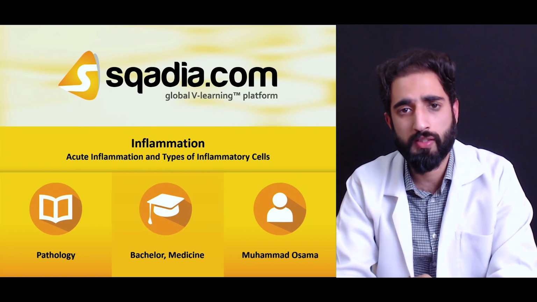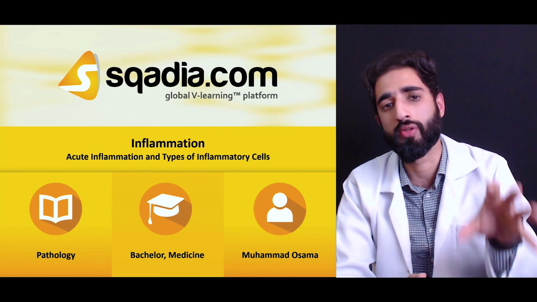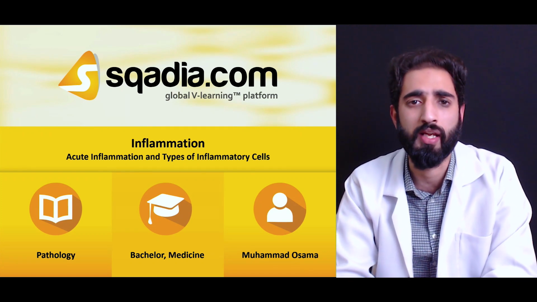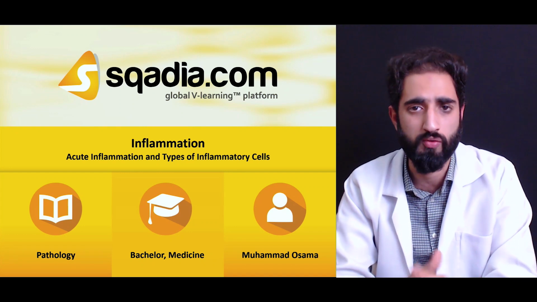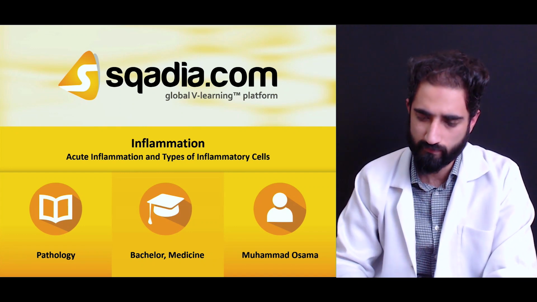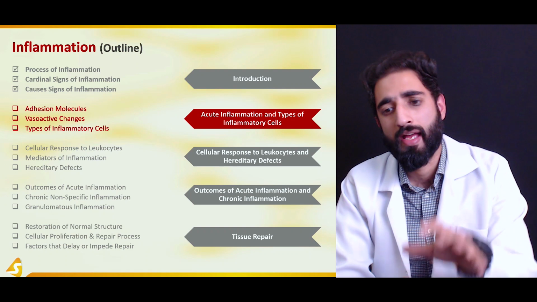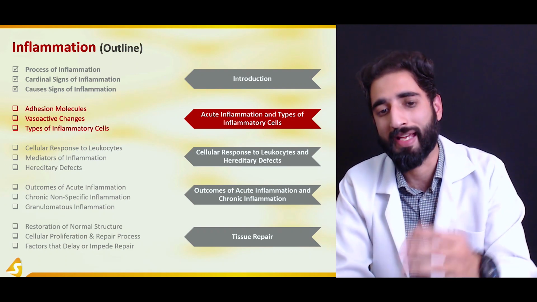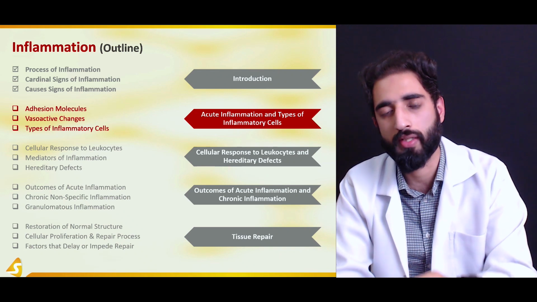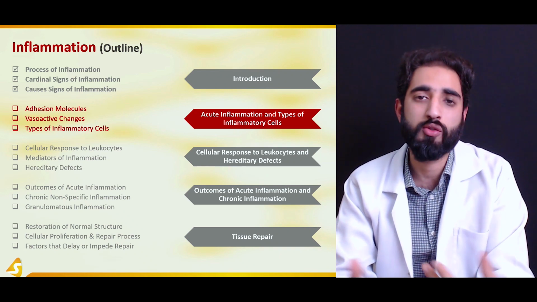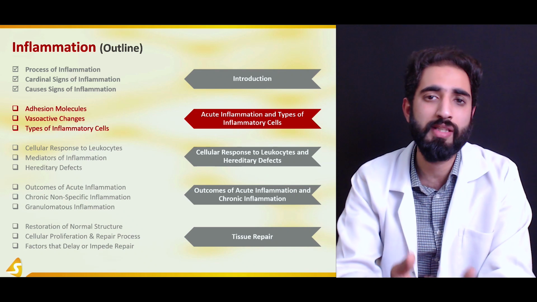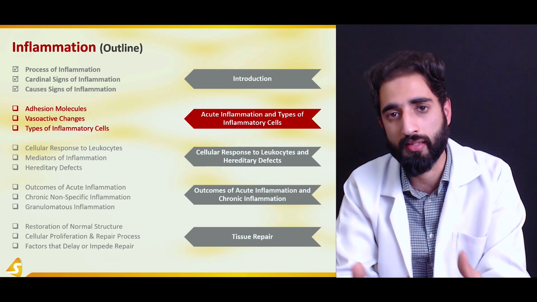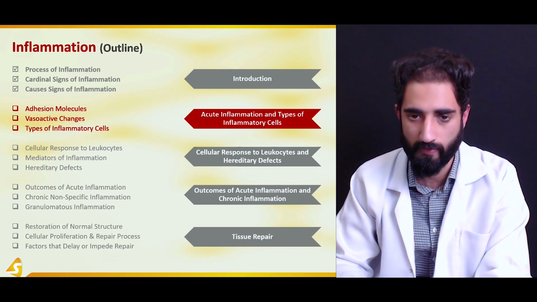Now, this specific lecture is about acute inflammation and the types of inflammatory cells that are involved in this acute inflammatory process. In addition to acute inflammation, we are going to talk about the adhesion molecules which are involved in the inflammatory process, the vasoactive changes that occur during acute inflammation, and the different types of inflammatory cells that take part in the acute inflammatory process.